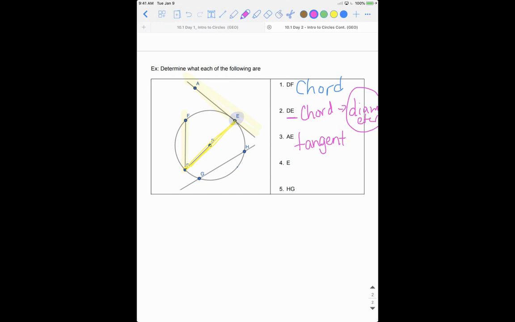All right, let's find E. So E is on that tangent line, and it's the point where it crosses, and that is our point of tangency, because that's where it crosses that once.